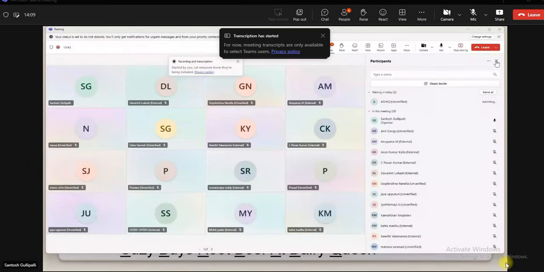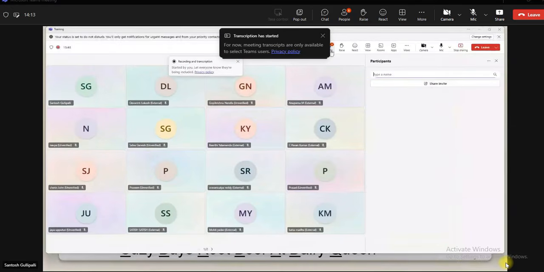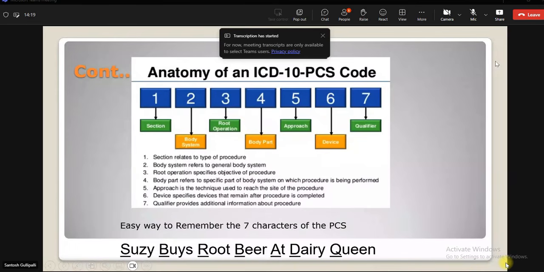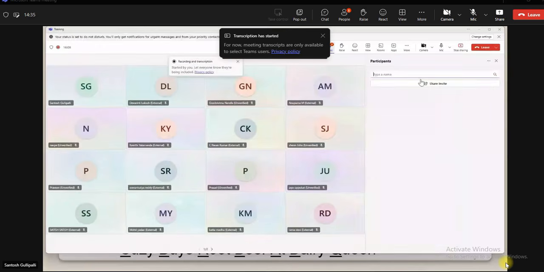Yeah, so the first character is section. The second character is body system. The third character is root operation. The fourth character is body part. The fifth character is approach. The sixth character is device. And the seventh character value is qualifier. Okay, so we will discuss them one by one.